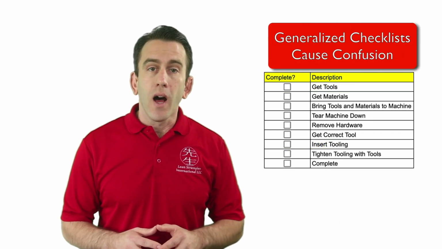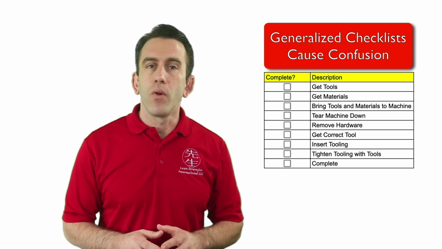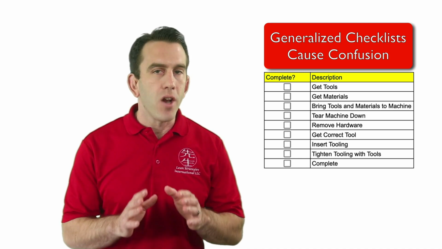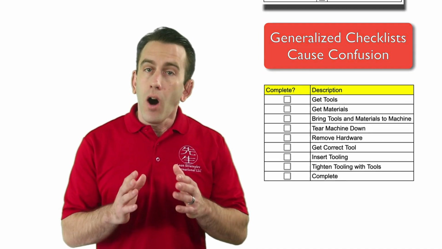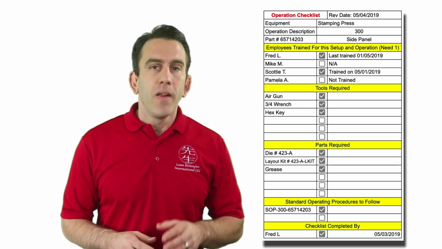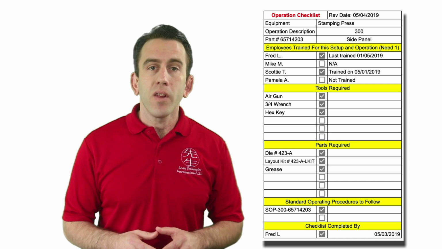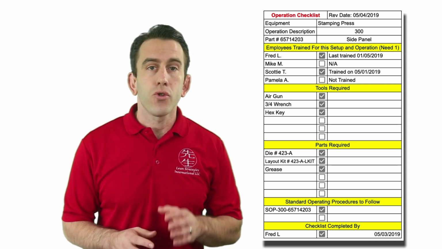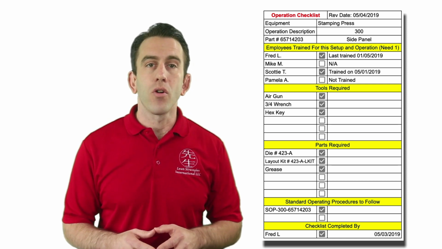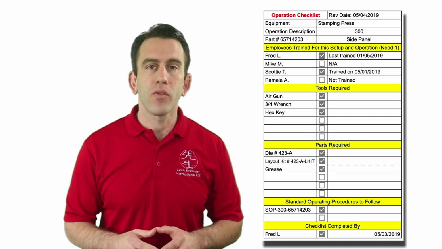Checklists that are generalized can cause confusion and result in slower times if not used properly. Also, keep in mind that this is a pre-changeover checklist, which means items and activities on the checklist should be performed externally before a machine is stopped.